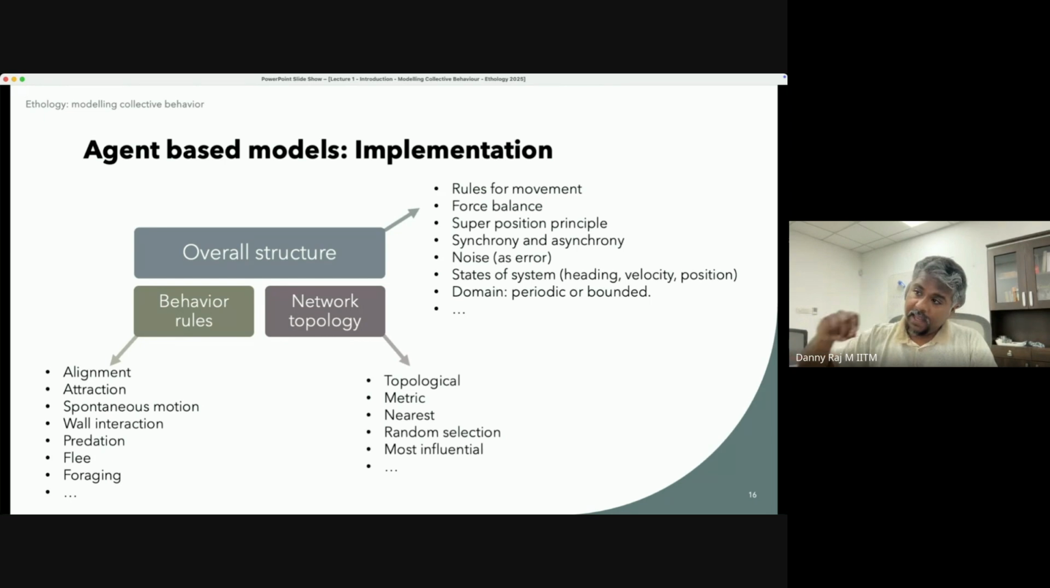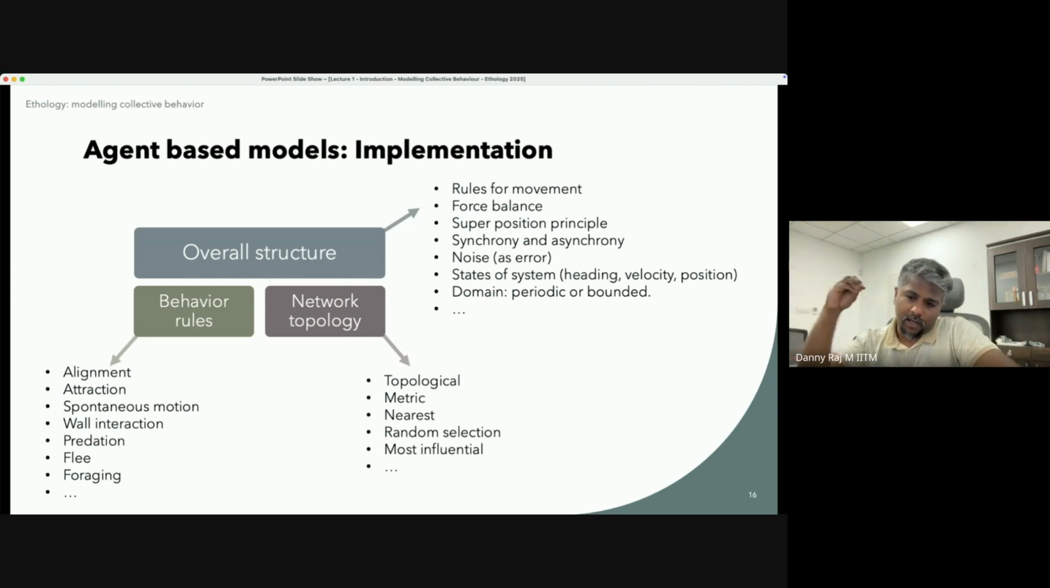All right. Then comes the third category of things that you have to look out for, which is the network topology. At the end of the day, an agent is considering what all agents in its neighborhood to interact with. Is it interacting with its nearest neighbor? Is it interacting with neighbors within a metric distance? Or is it interacting with neighbors in a topological sense? Or is it randomly picking? Or is it picking neighbors that are what are called most influential and so on? So all these different ways of looking at neighbor topologies.